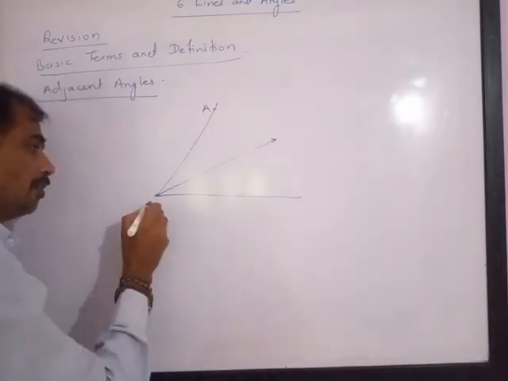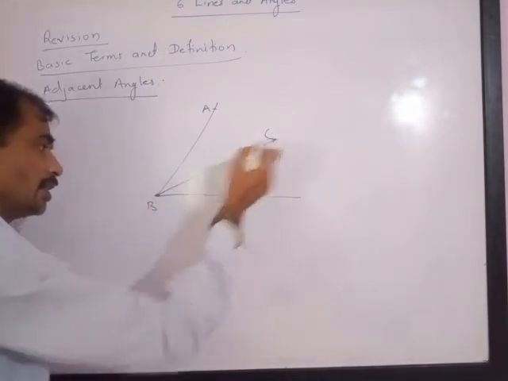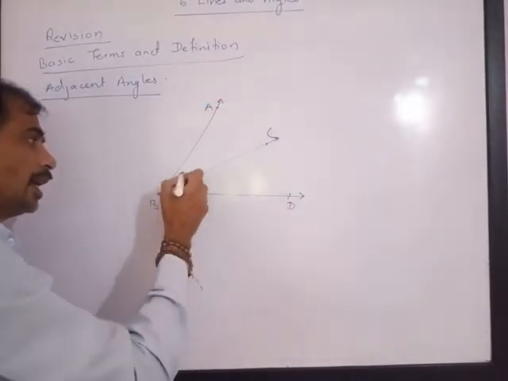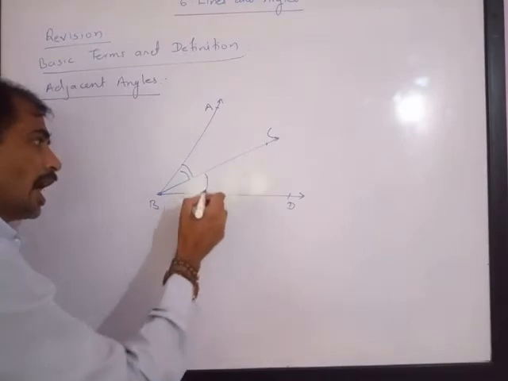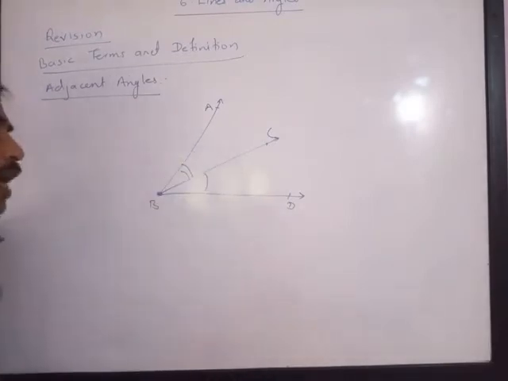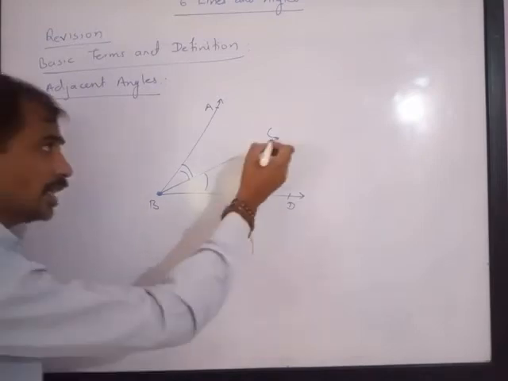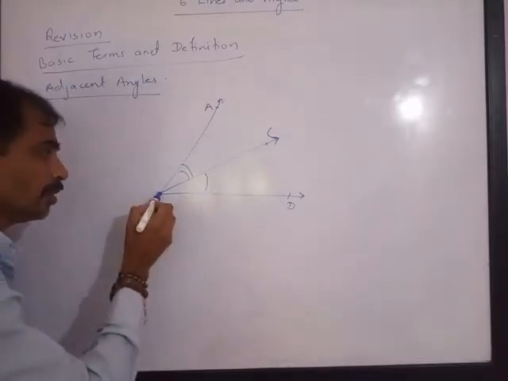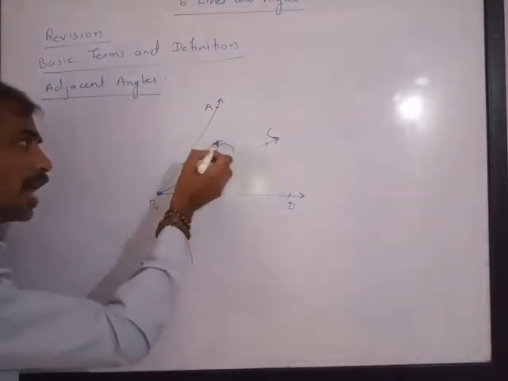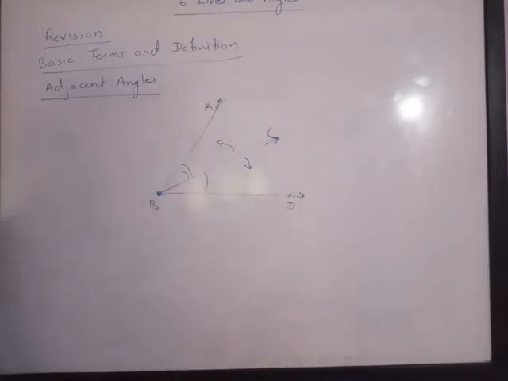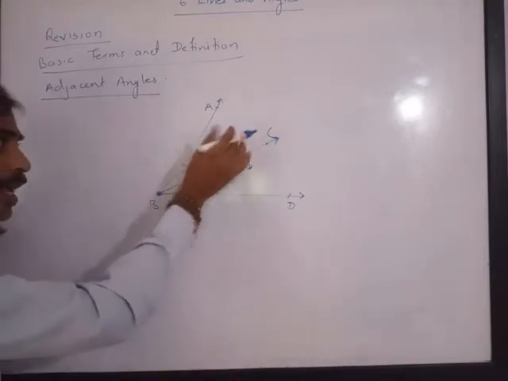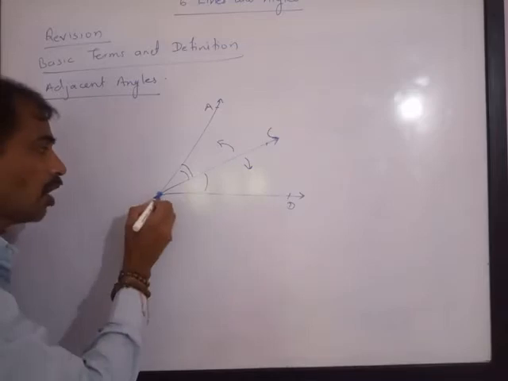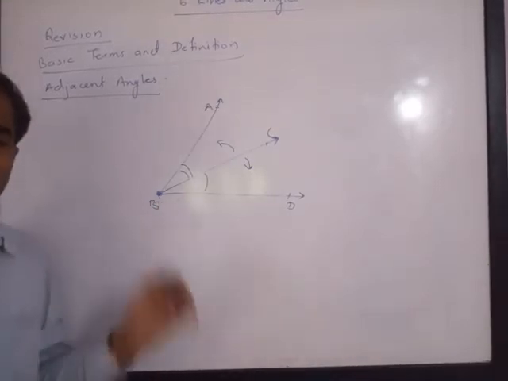Here, angle ABC and angle CBD. These angles ABC and CBD have a common vertex B. These two angles are called adjacent angles. Please try to understand. These adjacent angles have a common arm. One arm must be common, the vertex must be common, and they must lie on either side of the common arm. So angles having a common arm and lying on opposite sides of the common arm are called adjacent angles.